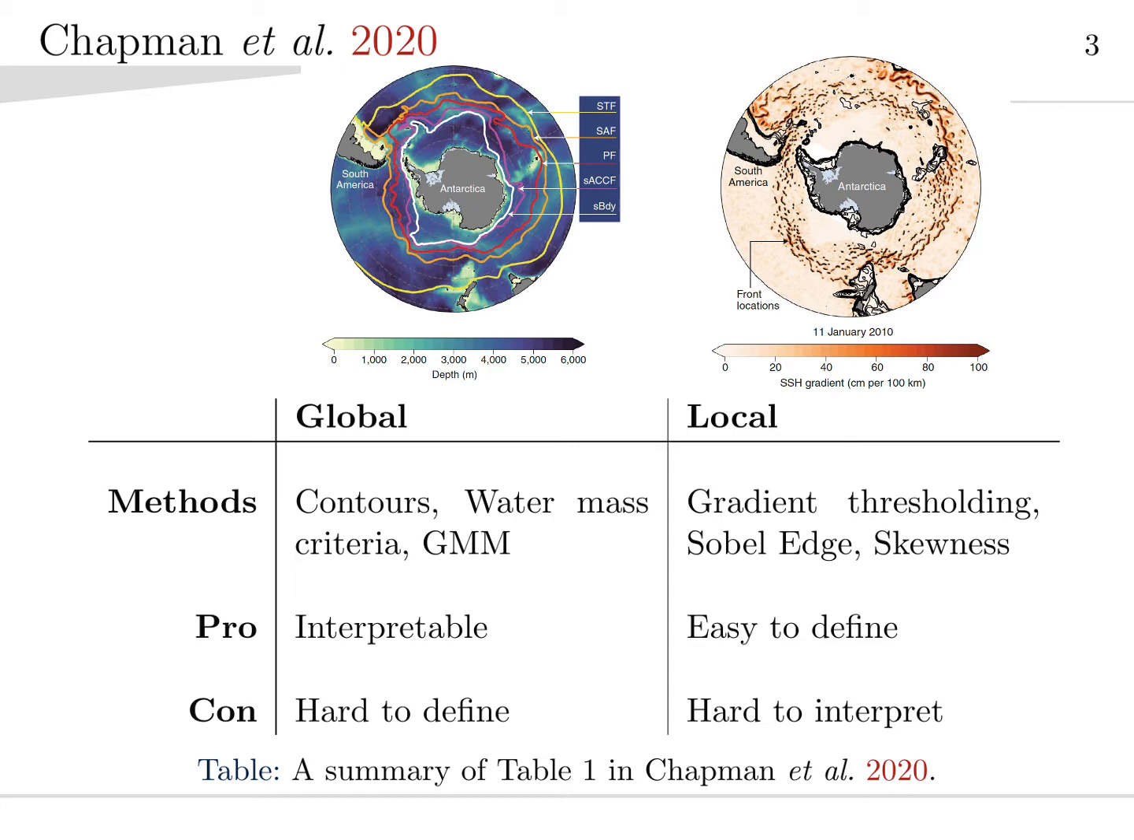If we look at a local method, such as this sea surface height gradient, with some sort of threshold, it's very clear that the fronts are much less interpretable and form this sort of spotty pattern, and there's no unique number of fronts around the ocean. Those don't necessarily join up, and those will vary over time. So there are a number of techniques such as gradient thresholding or Sobel edge detection or skewness, and it's easy to define because there's only one threshold you need to pick, but it's hard to interpret.